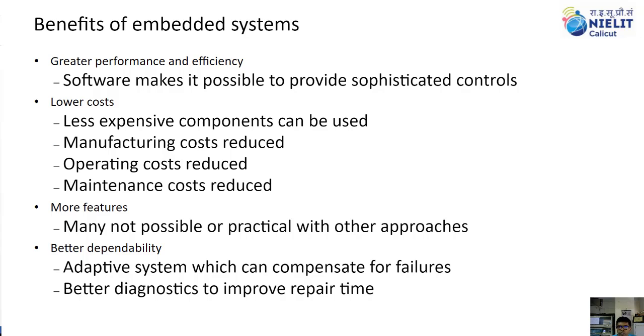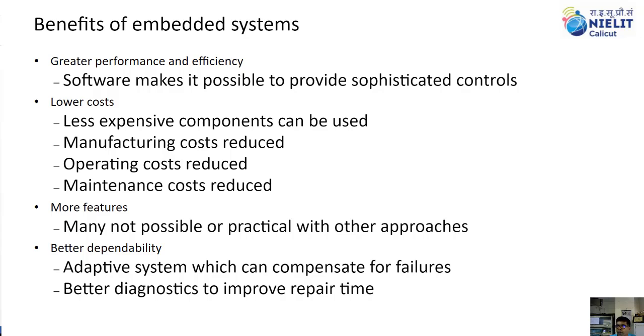Then the next benefit is cost. Basically, less expensive components can be used. You can reduce the cost, and manufacturing cost is reduced. And similarly, once you introduce the embedded system to your application, the maintenance cost will be really less, and the operation cost can be reduced, because otherwise you need typical human effort, which can be reduced, so that the total operating as well as maintenance cost can be reduced. And after introducing the embedded system, you can add more features.